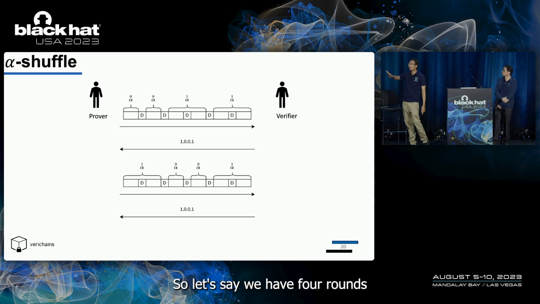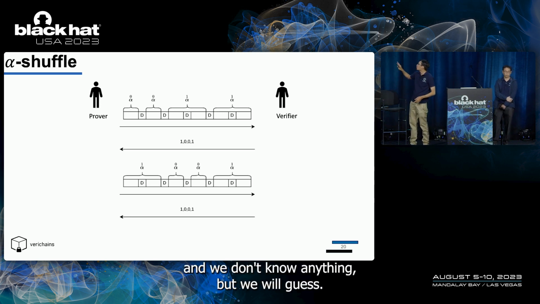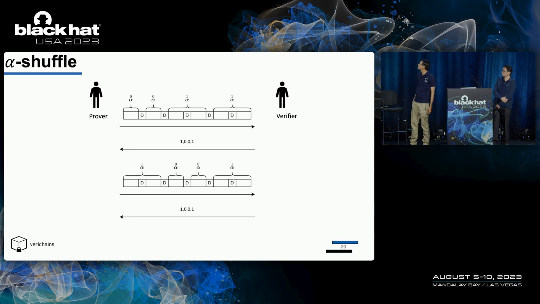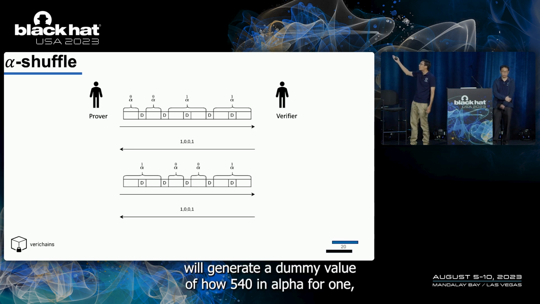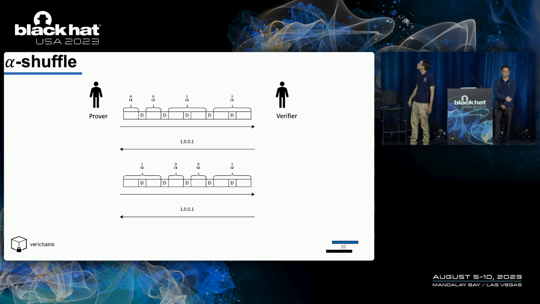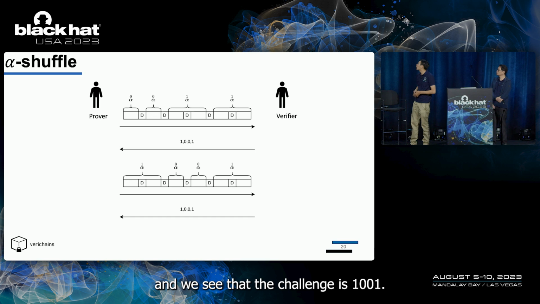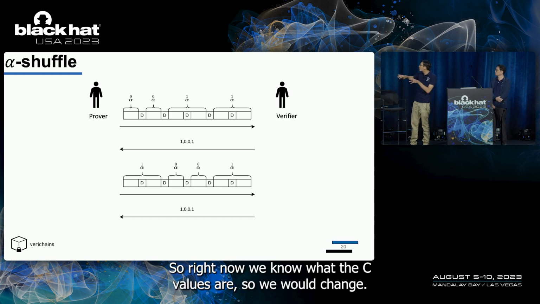So let's say we have 4 rounds, and we don't know anything, but we will guess. It could be that we have 2 bits of 0 and 2 bits of 1. We'll generate a dummy value of alpha for 0 and alpha for 1. We send it to the verifier to see how he will come up with a challenge. And we see that the challenge is 1001. So right now, we know what the C values are.